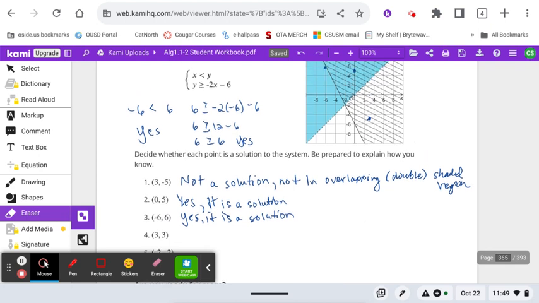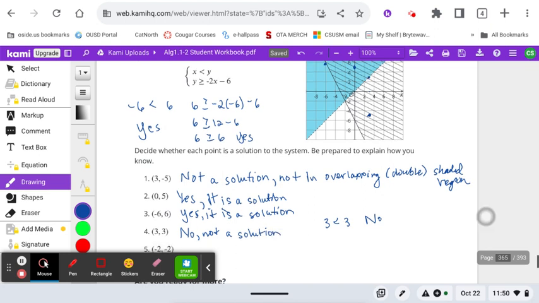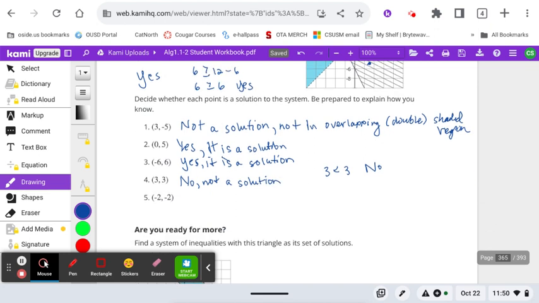(3, 3) looks like it's right there on the dashed line. And as we know, on the dashed line, it would not be valid. But again, if we're unsure, let's go plug it in. Is 3 less than 3? Already we get a no for that one. Remember, if it's no even for one of the inequalities, it's a no for the system.